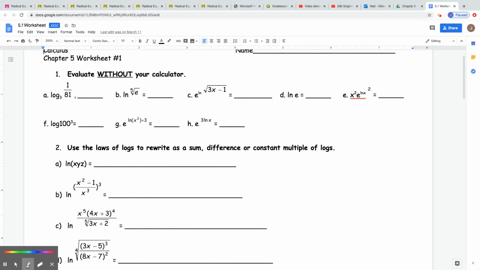All right, guys, here's the explanation to all the answers from the worksheet on 5.1.